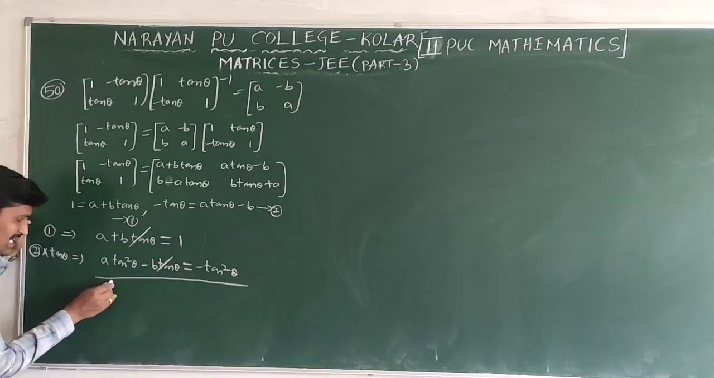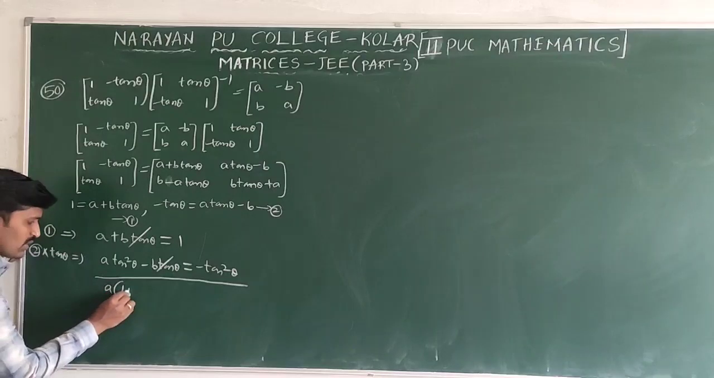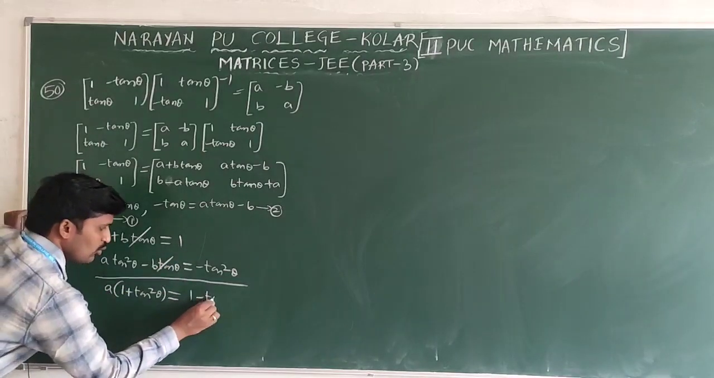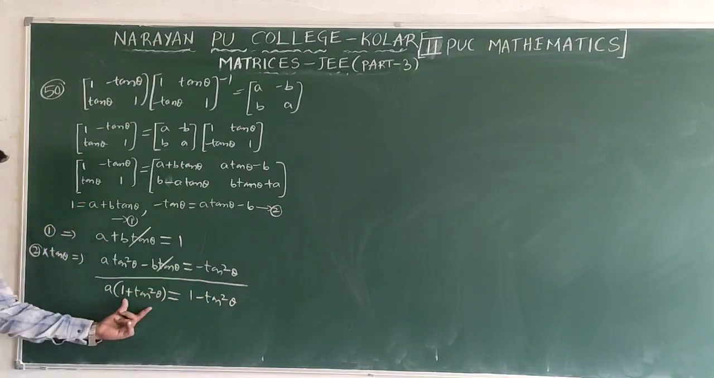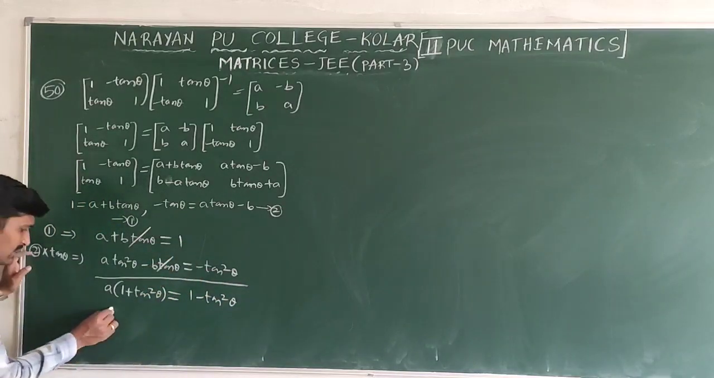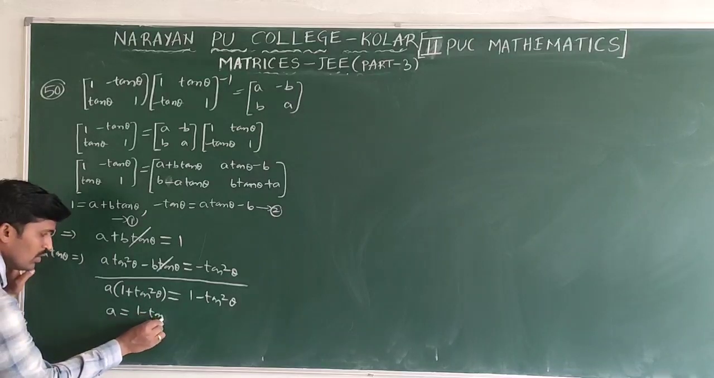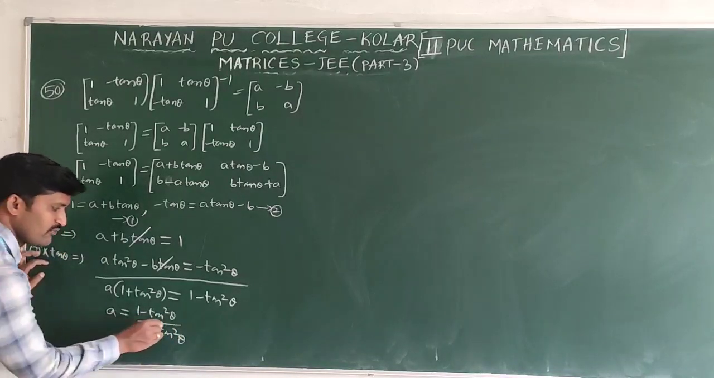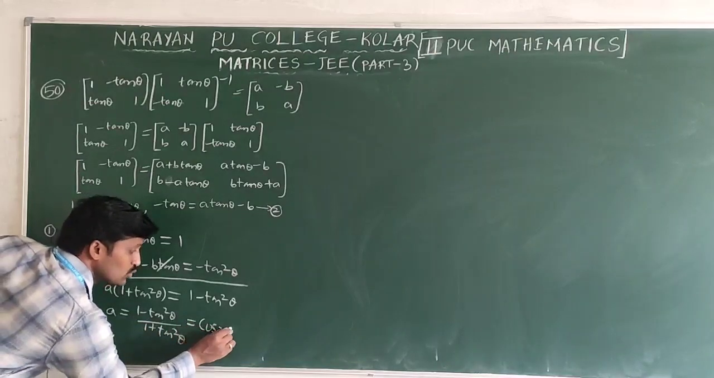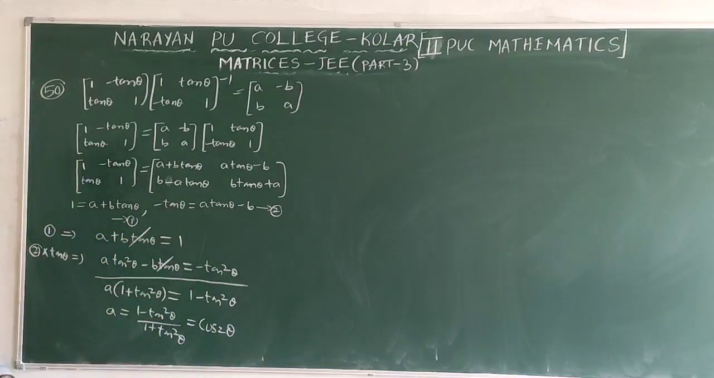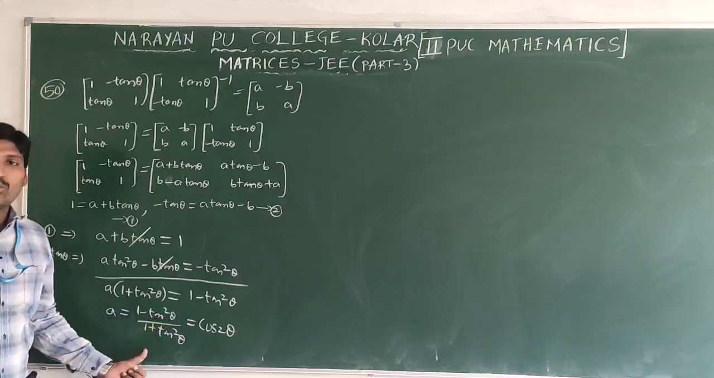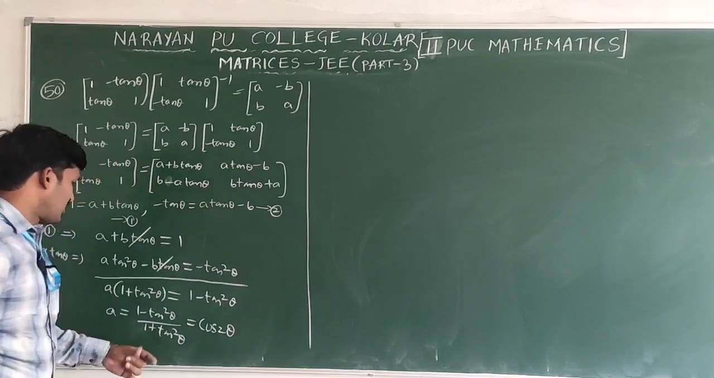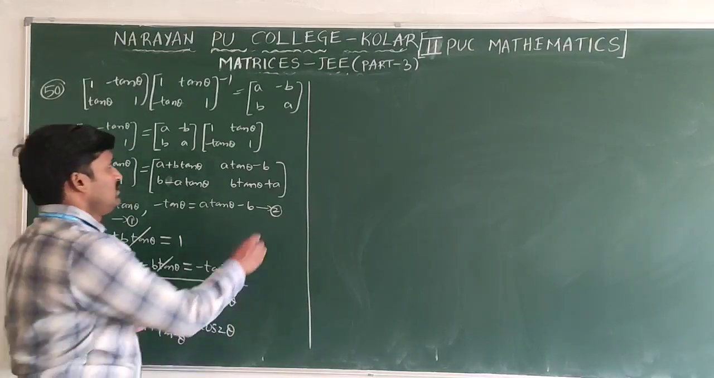A plus A tan square theta. So taking A common, what will you get? 1 plus tan square theta. Adding, what will you get? 1 minus tan square theta. Taking 1 plus tan square theta to the right side, A equal to 1 minus tan square theta by 1 plus tan square theta. Now this is the formula for which one? Cos 2 theta. The formula for cos 2 theta is 1 minus tan square by 1 plus tan square. Later you will take it, but the original value, consider this one only.